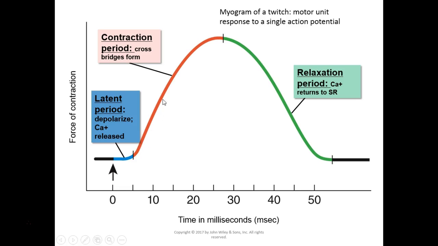And then we have the contraction period, which is a greater force of contraction over time. The contraction period is where the cross bridges form. That's when you've got the calcium bound to the troponin and the binding sites are open and those cross bridges form. So the peak tension develops in the muscle fiber during this time. Now, if the stimulus has stopped, then the muscle is going to relax as the calcium is pumped back out of the sarcoplasm and into the sarcoplasmic reticulum.